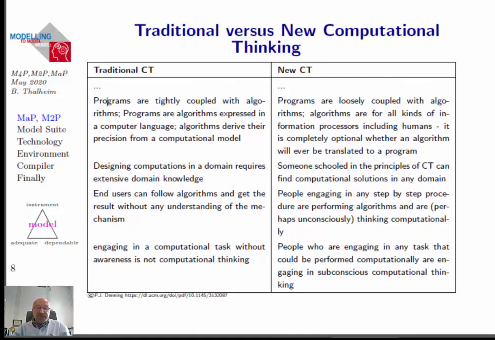We can continue this line with some other observations about it. Traditional computational thinking: programs are tightly coupled with algorithms. Programs are algorithms expressed in a computer language. Algorithms derive their precision from a computational model. Now we have programs loosely coupled with algorithms. Algorithms are for all kinds of information processes, including humans. It is completely optional whether an algorithm will ever be translated to a program.